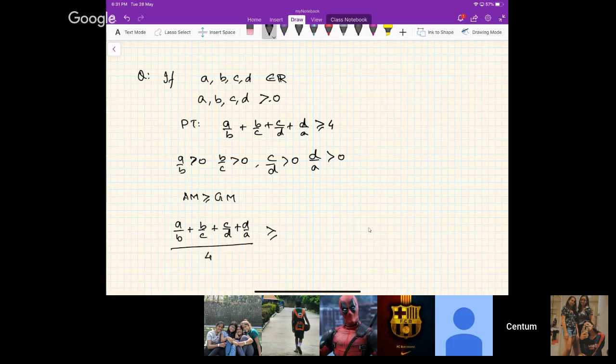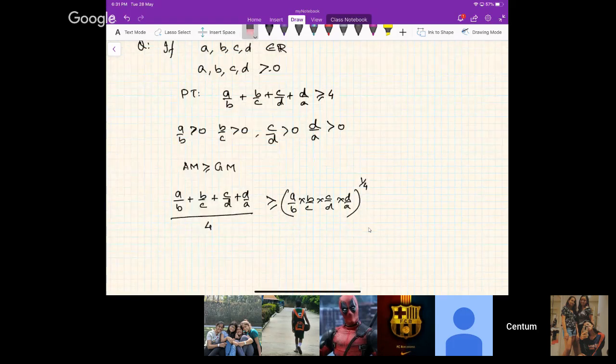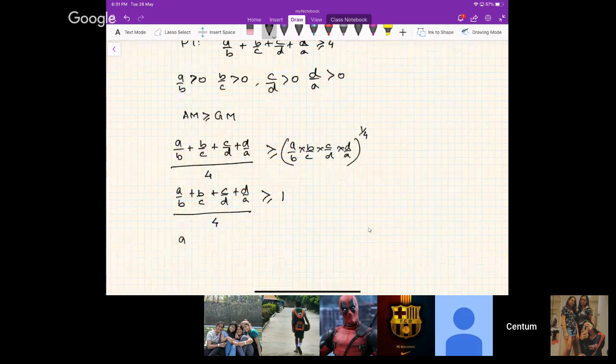This must be greater than or equal to the GM. GM is nothing but what? The multiplication of all: (a/b × b/c × c/d × d/a) to the power 1/4. Right? So hence what do we get? Very easily, (a/b + b/c + c/d + d/a)/4 is greater than or equal to 1. Hence, a/b + b/c + c/d + d/a is greater than or equal to 4.